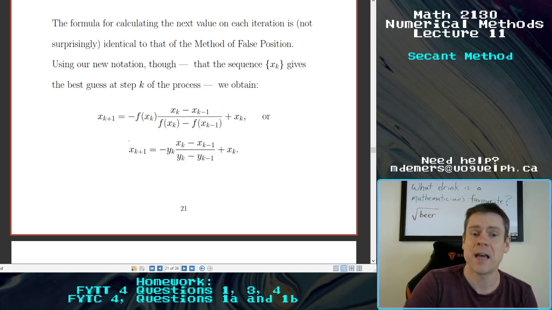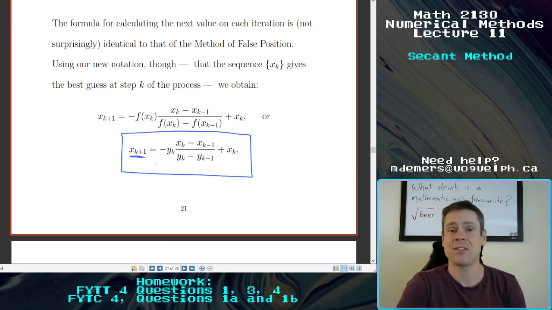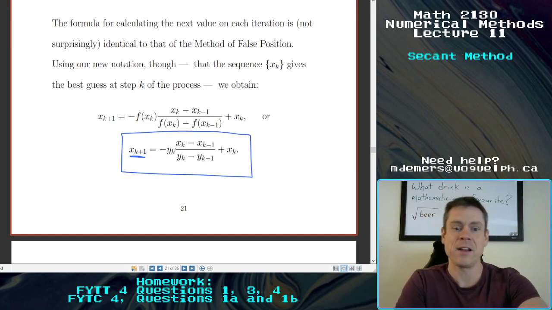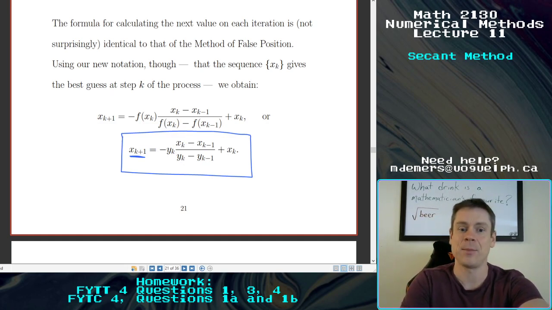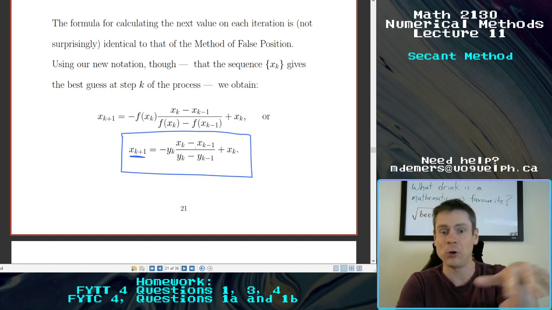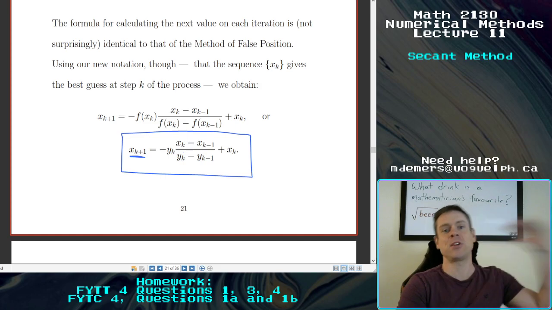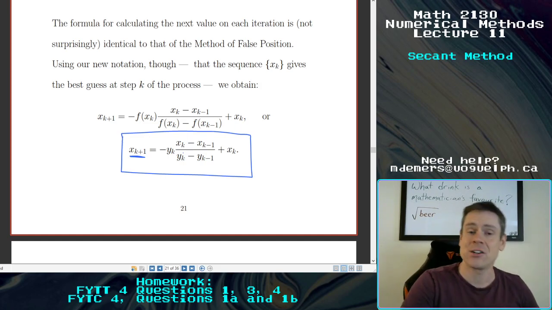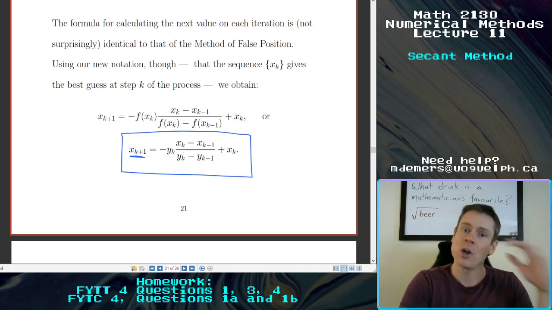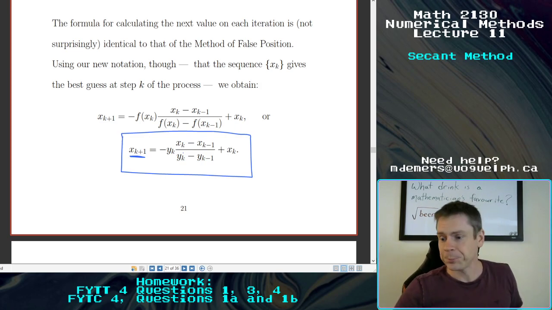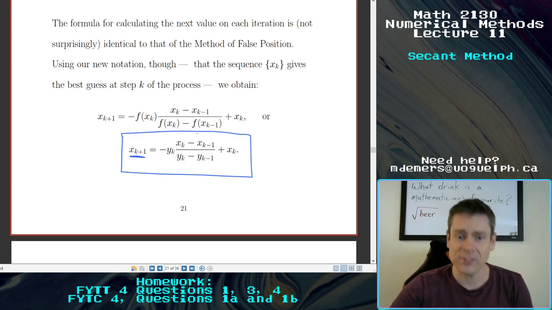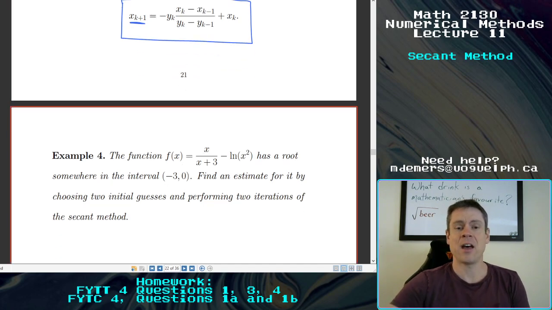It's going to use the last two points. So this is essentially what it looks like. The next estimate x is equal to minus y of the last estimate, and then a ratio that gives you a slope, plus the x of the last estimate. So this follows exactly the same justification from that last lecture. If you're interested in where it comes from, go and watch that lecture really carefully. Okay, so this is the scheme that we're going to use, and we're going to jump into an example here and actually use it.